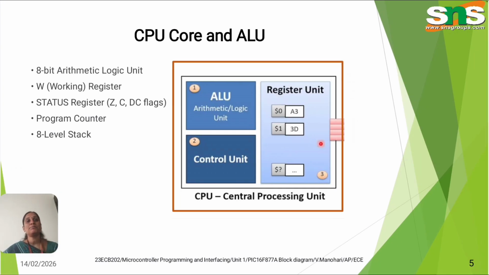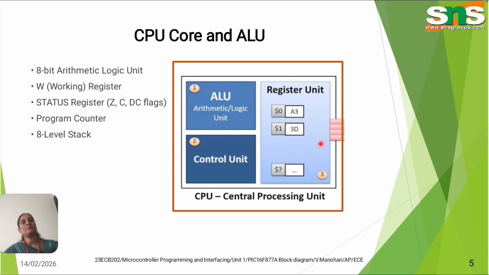Moving on to CPU. The CPU core consists of an 8-bit ALU. It performs arithmetic and logical operations. It contains a working register, which also acts like an accumulator. The status register stores flags like zero, carry, and digit carry. The program counter controls the instruction flow. It gives the sequence of flow, and an 8-level stack is used for subroutines and interrupts.